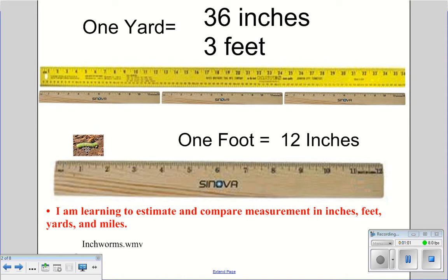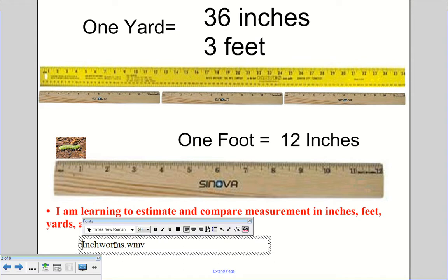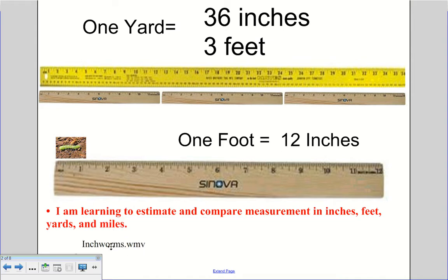And we have a little inchworm here that we can put really close to the inches so you can get some perspective on how different measurements look and how they relate to the real world. Let's take a look at this little film right here about inchworms.